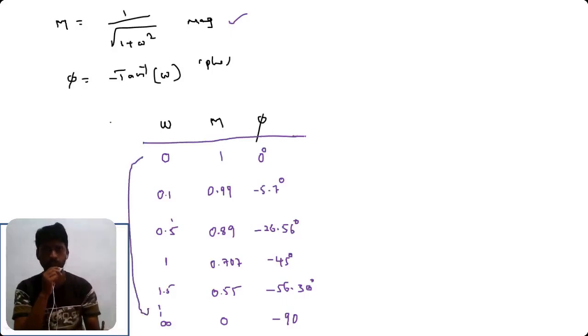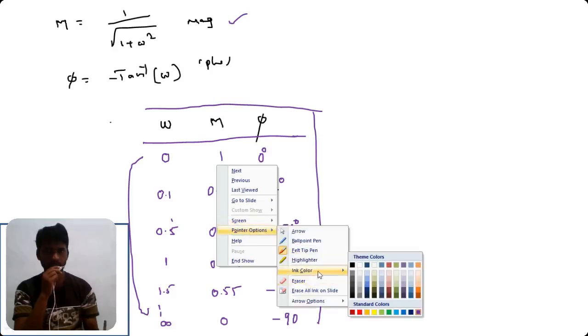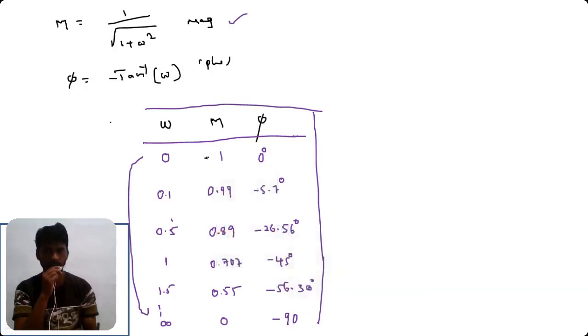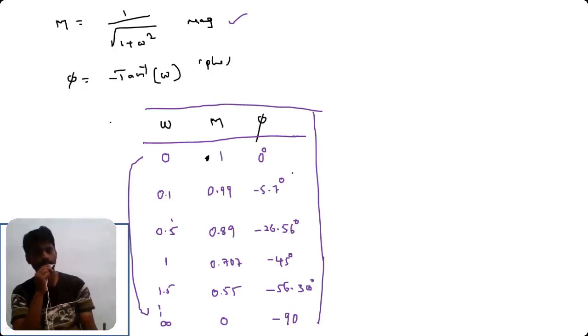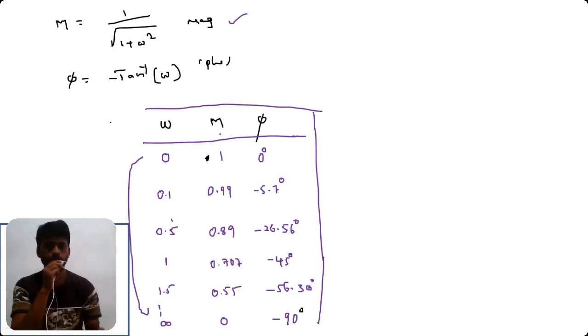If you change the frequency value from 0 to infinity, the magnitude value decreases. Just observe the value of magnitude going from 1 to 0. And the phase angle increases in the clockwise direction. So from this tabular form, we have to draw a plot between magnitude and phase angle.